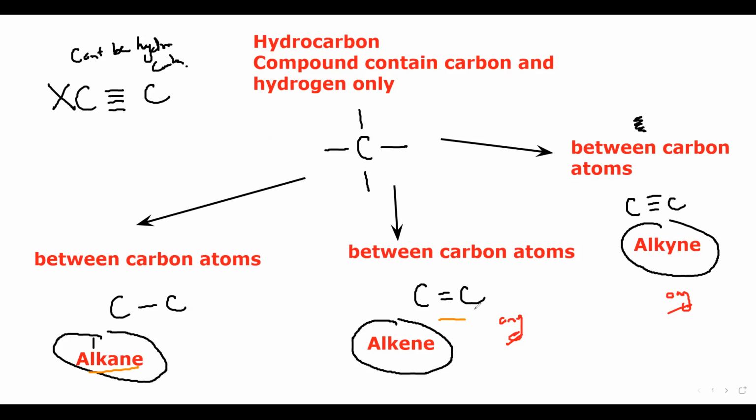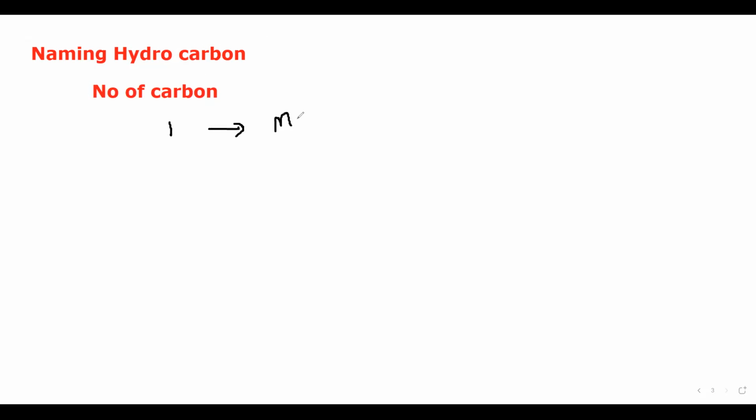Then the second thing is naming the hydrocarbon. How to name? How to name a hydrocarbon? It depends on the number of carbons. Using the number of carbons, you can name them. If it contains one carbon, you will say it is meth. The name should start with meth, M-E-T-H. If it contains two carbons, you have to learn this table. It should be eth.